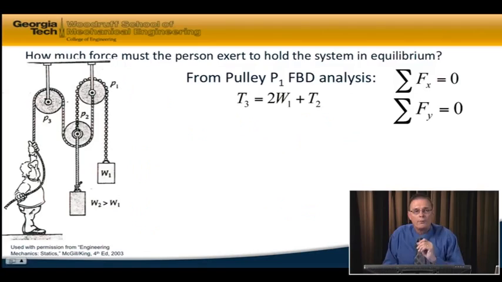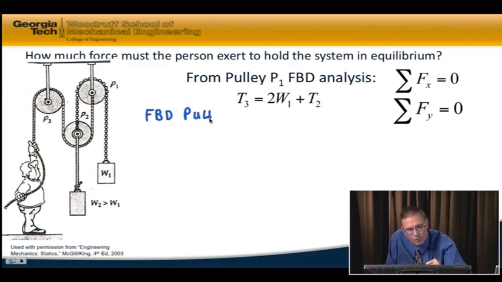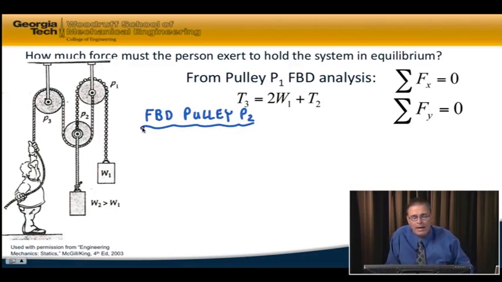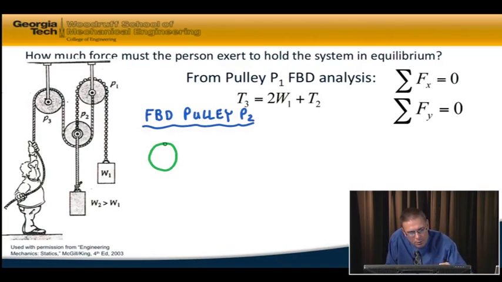At the top here, I've written my analysis from pulley P1. I arrived at the equation T3 equals 2W1 plus T2, so one equation, two unknowns. Now let's do a free body diagram of pulley P2. In fact, I'd like you to take a few minutes on your own and draw that free body diagram and then come back and we'll do it together. Okay, now that you've completed that, here's my body, pulley P2.